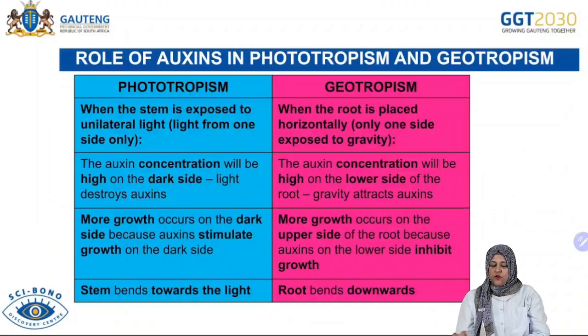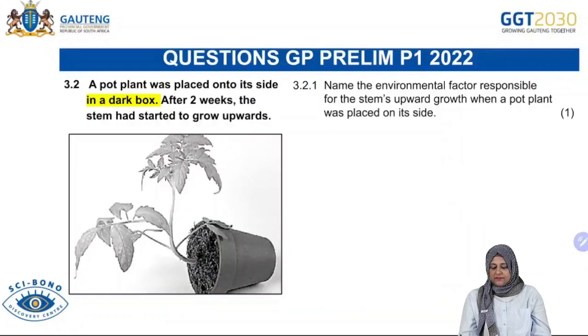Right. The role of auxins in phototropism: when a stem is exposed to unilateral light, that's light from one side, the auxin concentration will be high on the dark side because light destroys auxins. More growth occurs on the dark side because auxins stimulate growth on the dark side. The stem bends towards the light. When the root is placed horizontally, on one side exposed to gravity, the auxin concentration will be high on the lower side. And remember, gravity attracts auxins, but also more growth occurs on the upper side because remember, auxins inhibit growth in the root. Therefore, the root bends downwards.